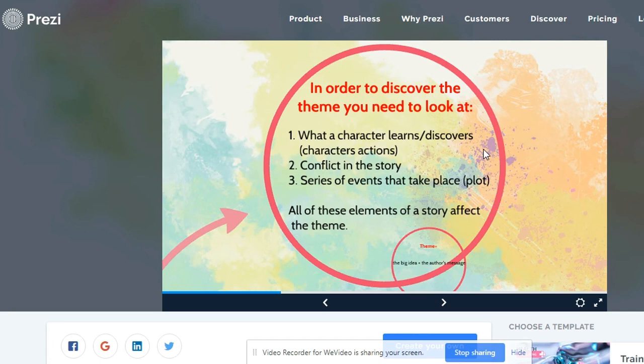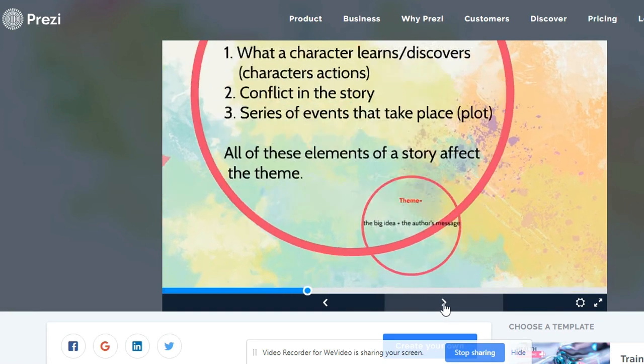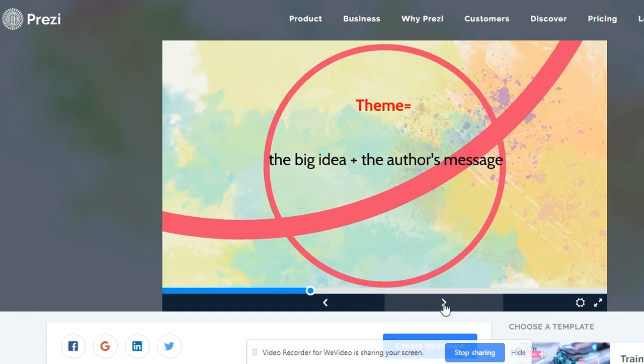And when we're thinking about the plot, we're thinking about those plot elements: setting, conflict, rising action, climax, right? All of those things from the beginning of the story to the end of the story that develop the story and tell the story, the plot. So the big idea and the author's message, when you put those things together, that's how you get the theme. The big idea of the story together with the message the author wants you to learn, put those together and you have the theme.